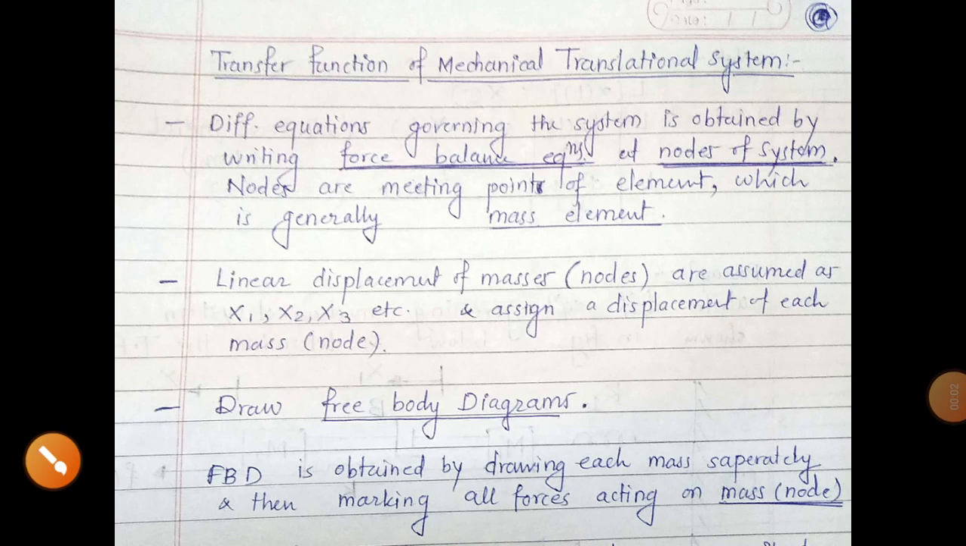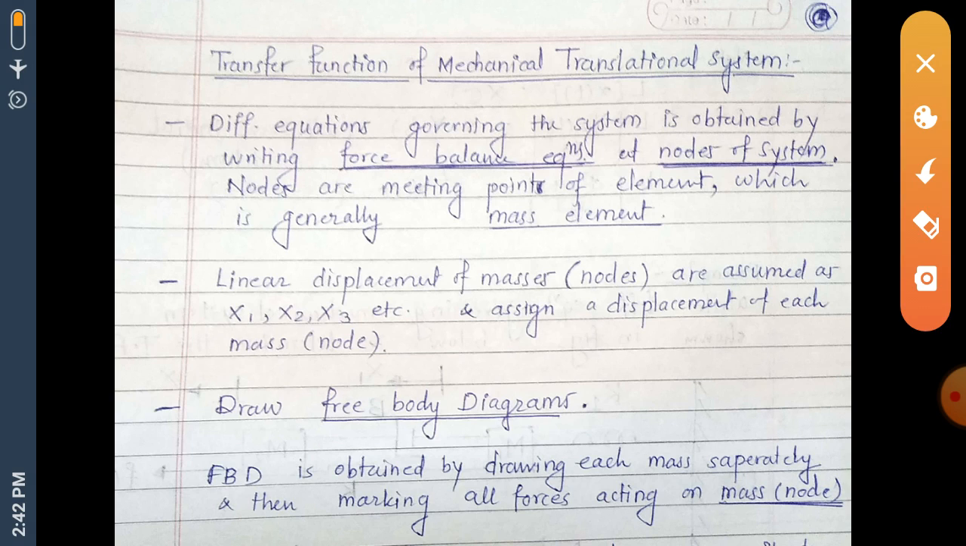Hello everyone. Continuing with our Control System 1 lecture series, in the previous video we had seen the ideal representation of the blocks used in mechanical translational systems. We saw the representation of the ideal mass element, the ideal elastic element, that is the spring, and the ideal friction element, that is B. Now in this video we will see the procedure to find the transfer function of a mechanical translational system.